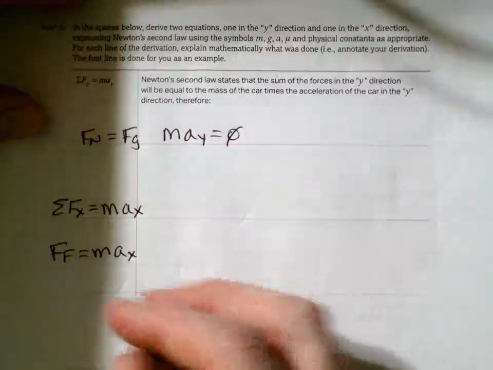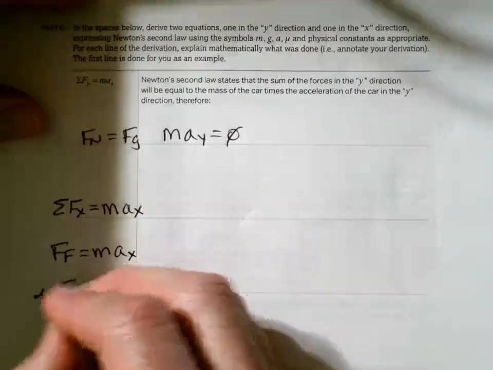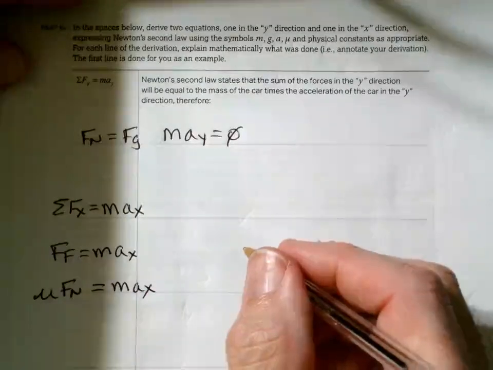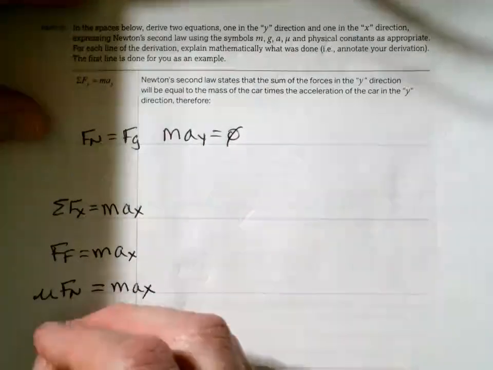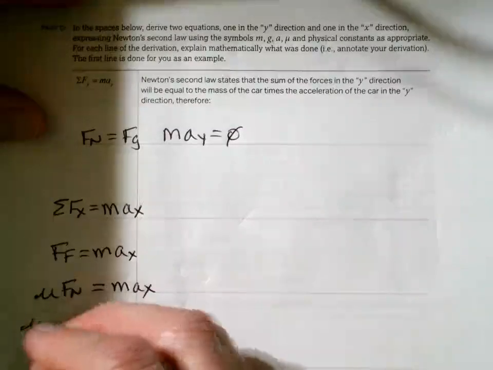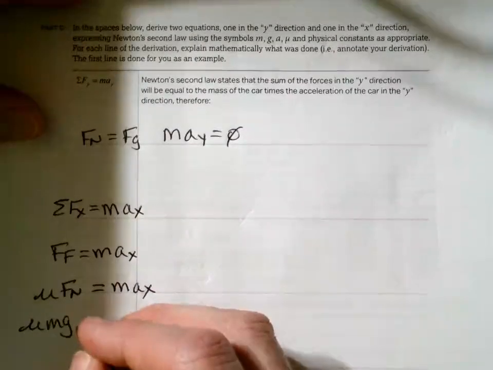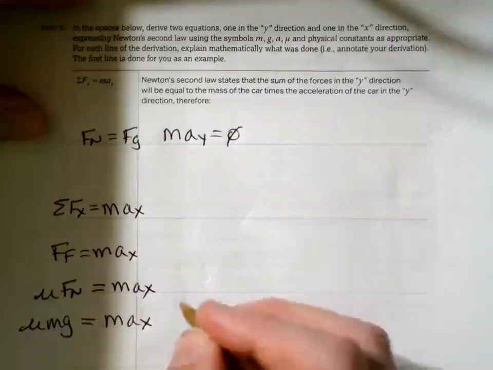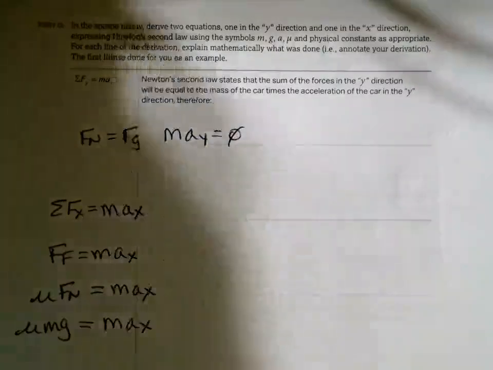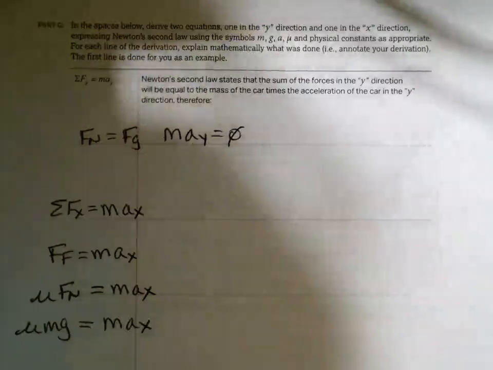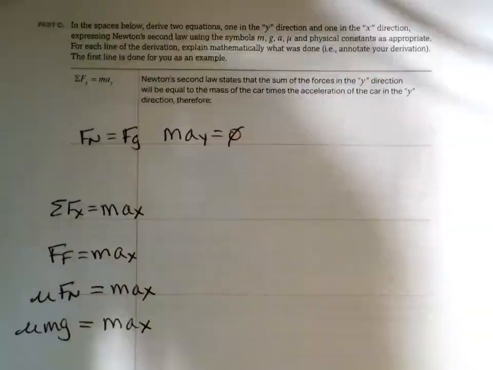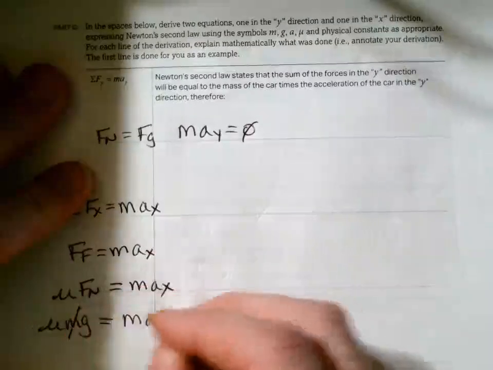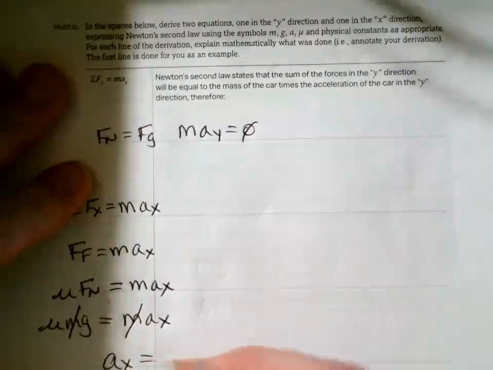And in the x direction, the only force is the force of friction, so that's equal to m ax. And force of friction is equal to mu times the normal force, equals m ax. And the normal force is equal to mg in this case, times the cosine of theta, which theta is 0, so it's just 1, equals m ax. So it looks like the mass on each side cancels, so the acceleration in the x direction is equal to mu g.